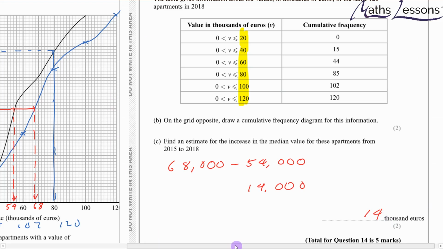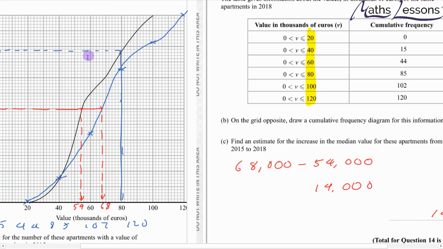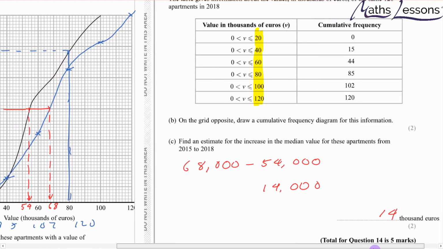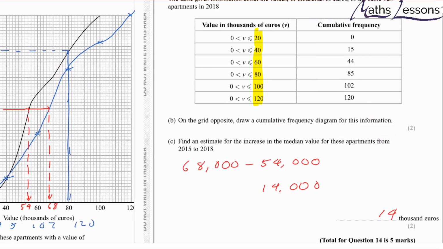Do remember, it's really important to make sure you draw all your working lines in these graphs, so if you don't quote the exact same answer, they can see your working and then give you credit for it.